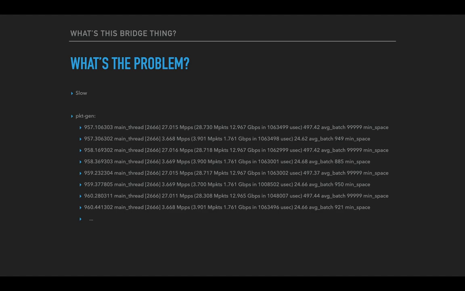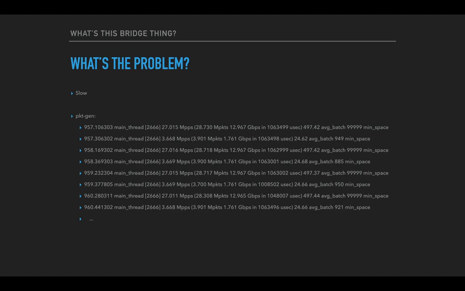When we test this with packetgen, we find that we can pay attention here. Some of these lines are the number of packets that we transmit. So the first line is the one where we transmit 27 million packets per second. That is transmitted packets. Second line is received packets.